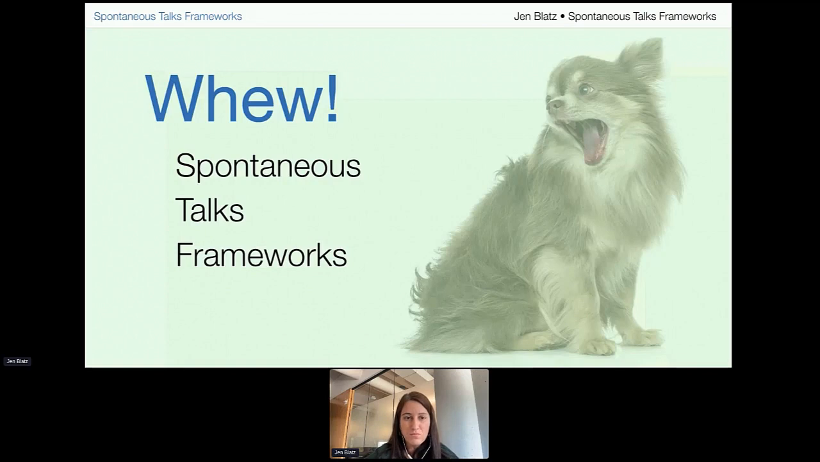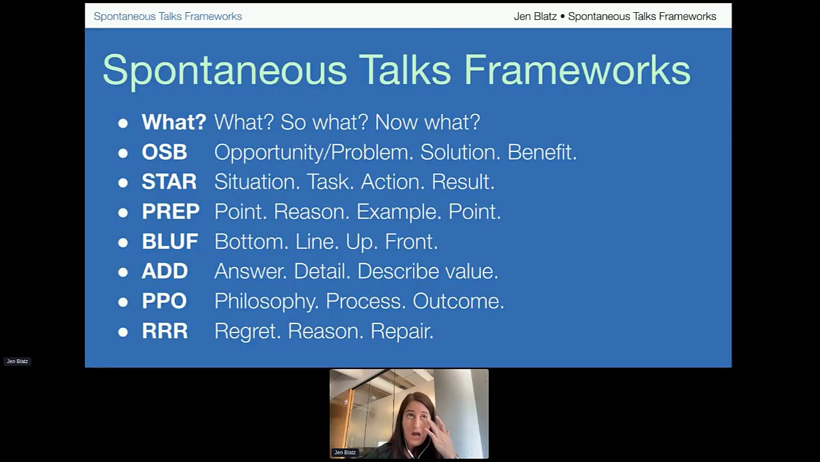So like I said, this is the slide that you might want to take a screenshot of. These are all the spontaneous talk frameworks that we went through today. I'm not going to go through them all again. Take your screenshot here. Wow, we actually did go through quite a few today, didn't we? Again, I know it's a lot.